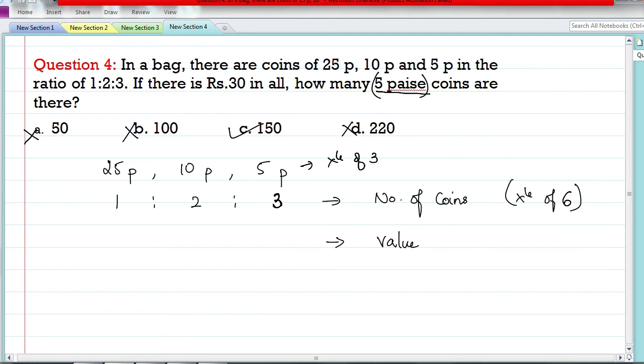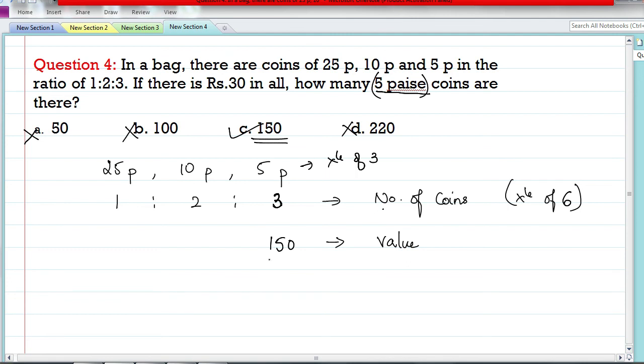So this is guessing the answer without even solving it. Okay. Be careful when you're using this technique. If none of these is one of the options, then you can't solve it this way. So here, let us confirm that 150 is the answer. Suppose we have 150 5 paise coins.